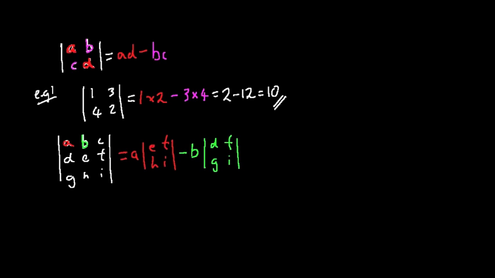Finally, we take the third element in the top row, which is C in this case. Do the same thing, ignore the C column, and therefore we're interested in the submatrix D, E, G and H. This time we add C multiplied by the determinant of the submatrix D, E, G and H. So that's how we calculate the determinant of a 3 by 3.